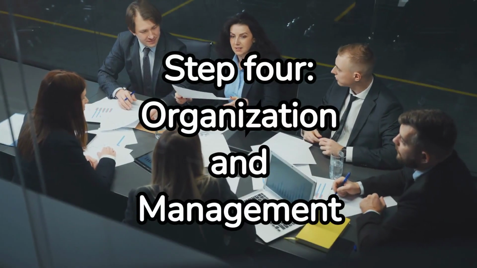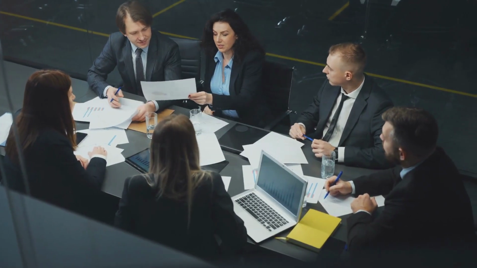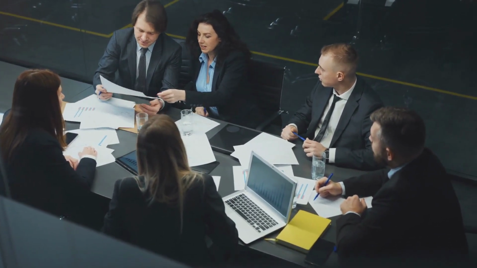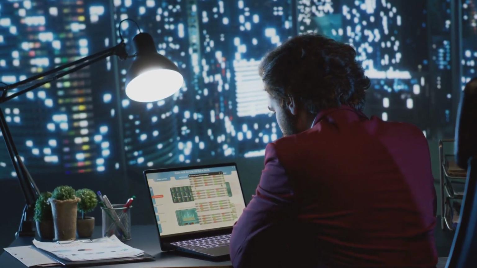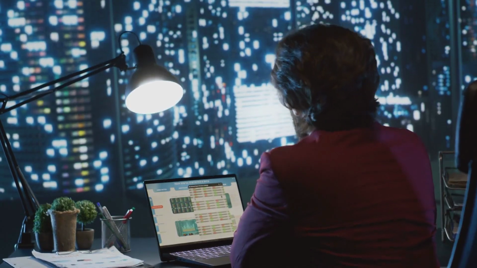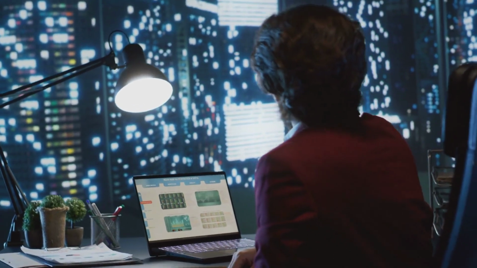Step 4. Organization and Management. Outline your business's organizational structure. Introduce your team and highlight their skills and experience. Include an organizational chart if possible. This section should show that you have a competent and capable team to execute your business plan.